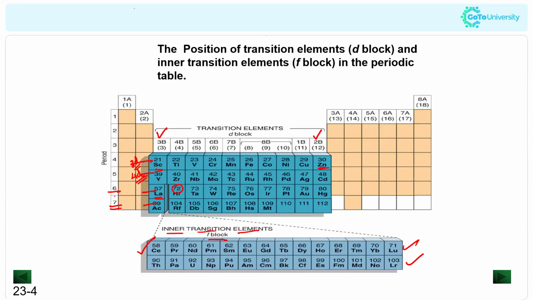Now coming to the seventh period, we can see here 89 is actinium and 112 is also there. So 90 to 103 are absent, right? So the elements from 90 to 103 are placed separately here. They also belong to the F block elements and they are called actinides. So after lanthanum, they are lanthanides. After actinium, they are actinides. So this is the classification of D and F block elements.